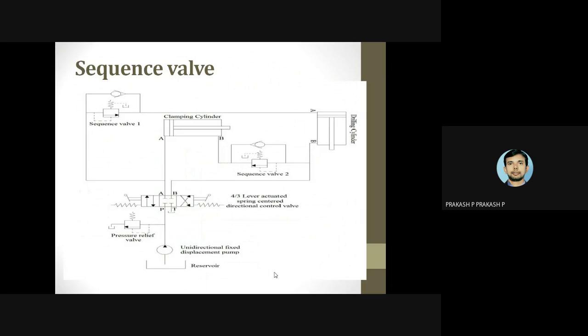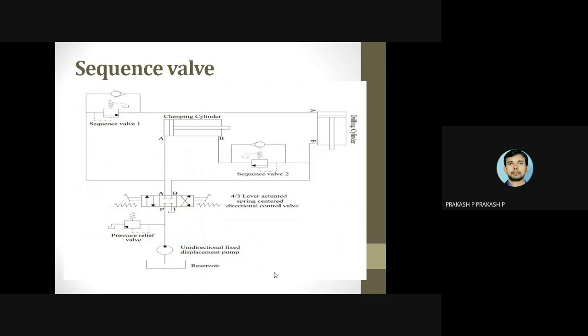At the neutral position, no fluid flow happens. To understand how the fluid flows, you should know the reservoir, which is the storage for oil. With the help of the unidirectional fixed displacement pump, we pump the oil from the reservoir, which is sent directly into the direction control valve. At the neutral position, port P is closed. Now with the help of the pressure relief valve, the fluid flows from the reservoir to the pump to the pressure relief valve, which is directly stored into the tank. So this is the neutral position.